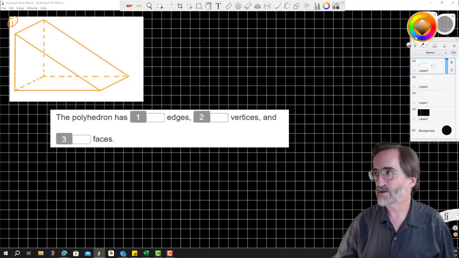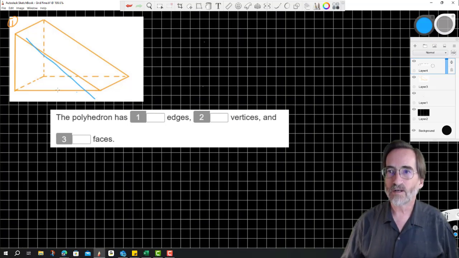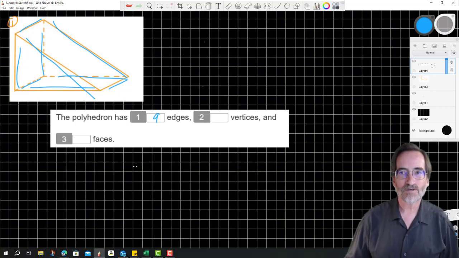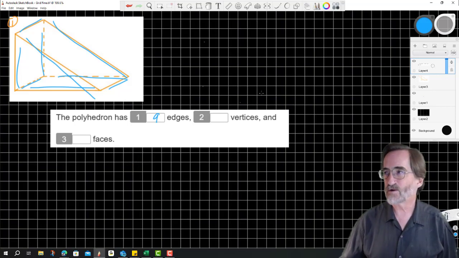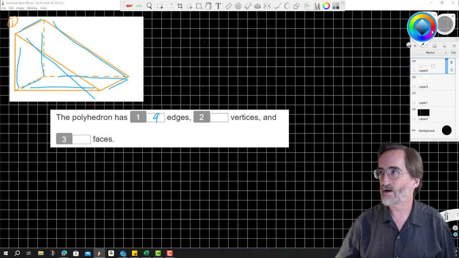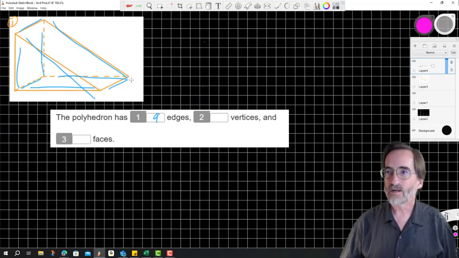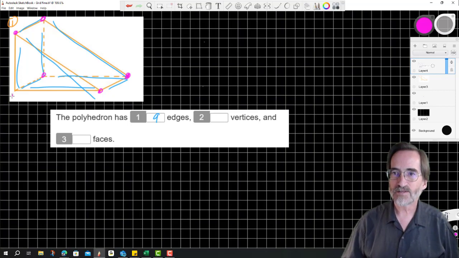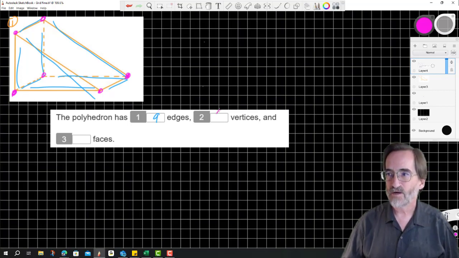Let me change colors here to blue. There is 1, 2, 3, 4, 5, 6. So 3 on top, 3 on bottom. 7, 8, 9 edges. So it looks like there are 9 edges. Edges are lines. Vertices are corners. Let's choose a different color, how about pink. Corners are right here: 1, 2, 3, 4, 5, 6. Those are vertices, 6 vertices.